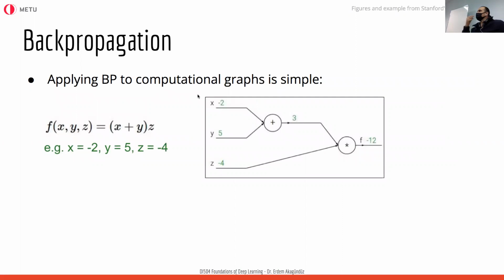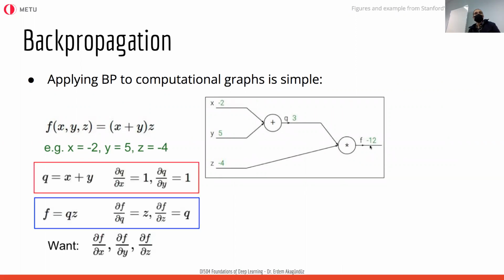So let's apply backpropagation to this computational graph first before doing it for neural networks. So guys, you remember this computational graph. If the values are like this. Imagine I define this as Q to make things simpler for us. I've taken these figures and examples from Stanford slides. You can watch those slides on video if you need to, because they have a very nice video on backpropagation. Let's check this.